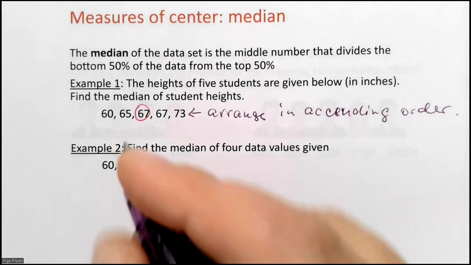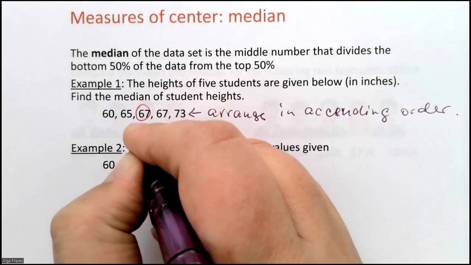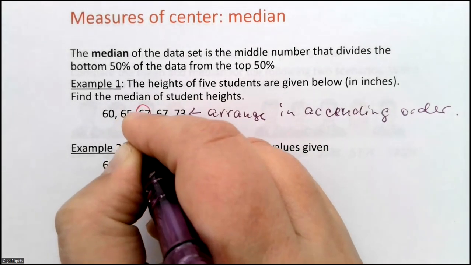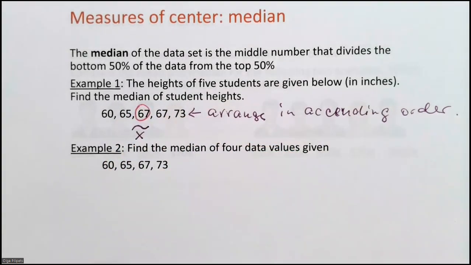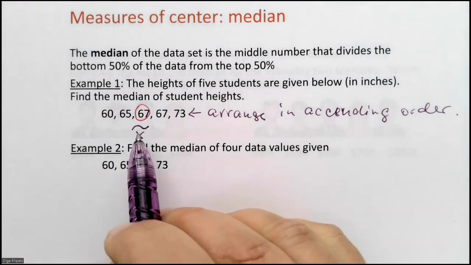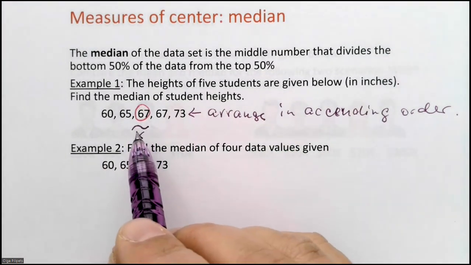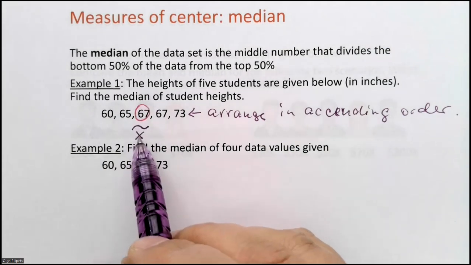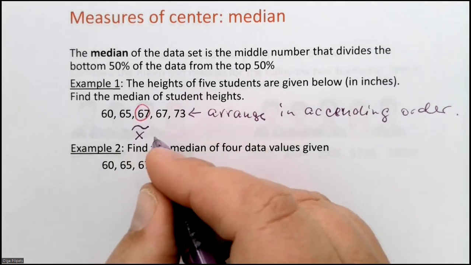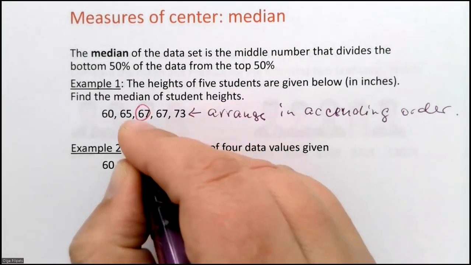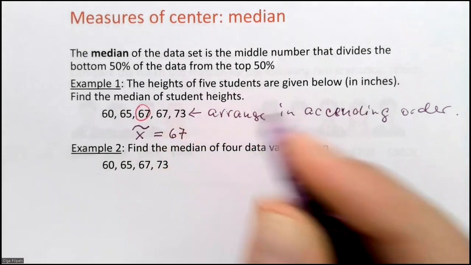Okay, the notation that we use for the median is X with a wavy line above it. This wavy line is called a tilde. So it's X with a tilde. So the median for this data set is 67.